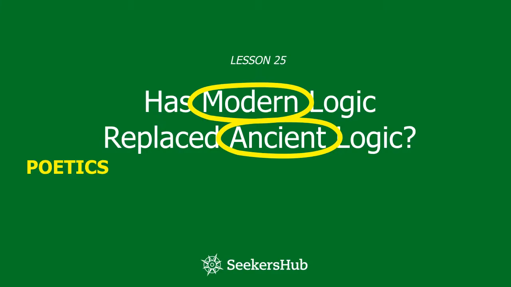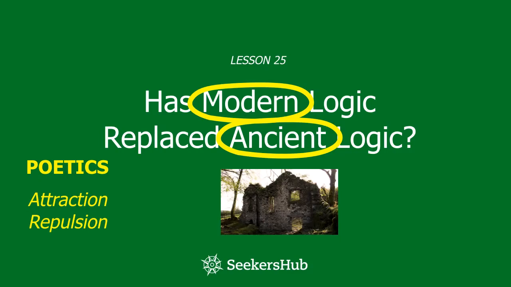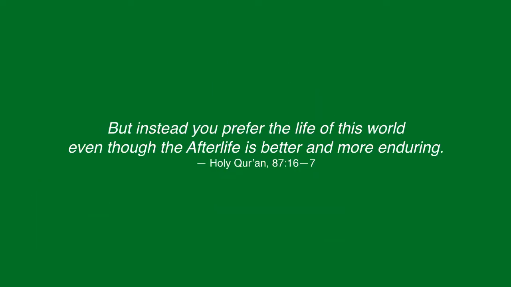And the word modern has an attractive power to the listener that attracts him or her to modern logic because it's modern. And the word ancient has an opposite effect on the listener, and it repels him or her from ancient logic because it's ancient. And we saw in the previous lesson that the reason for this attraction and repulsion is our attachment to the life of this world. Allah subhanahu wa ta'ala says, بَلْ تُؤْثِرُونَ الْحَيَاةَ الدُّنْيَا وَالْآخِرَةُ خَيْرٌ وَأَبْقَى. But instead you prefer the life of this world, even though the afterlife is better and more enduring.